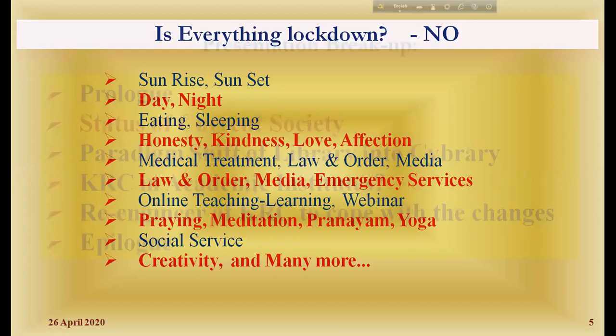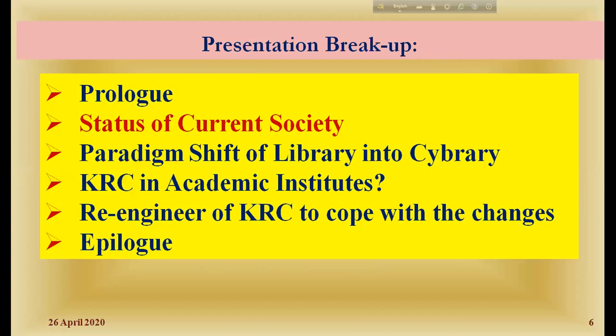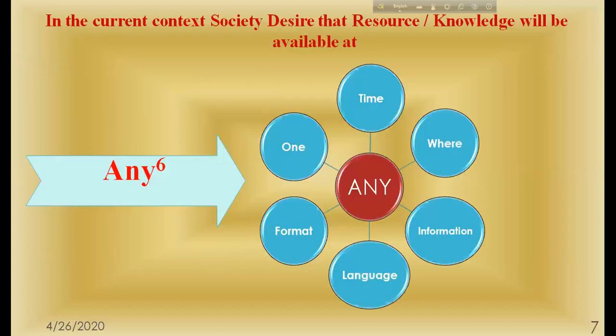And the status of the current society is that the desire is for resources, knowledge or information to be available at any 2 to the power 6, meaning any time, anyone, anywhere, any information, every personal service made available to all of the library clientele.